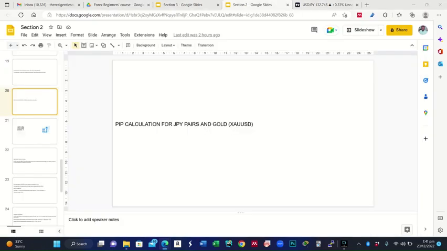So, pip calculation for JPY and gold pairs. You'll notice that in the previous section, I said most forex pairs are calculated from the fourth decimal place, except some pairs like JPY pairs and gold. For example, JPY pairs are calculated from the second decimal place digit, while for gold, it is calculated from the first decimal place digit. So let's see some examples.